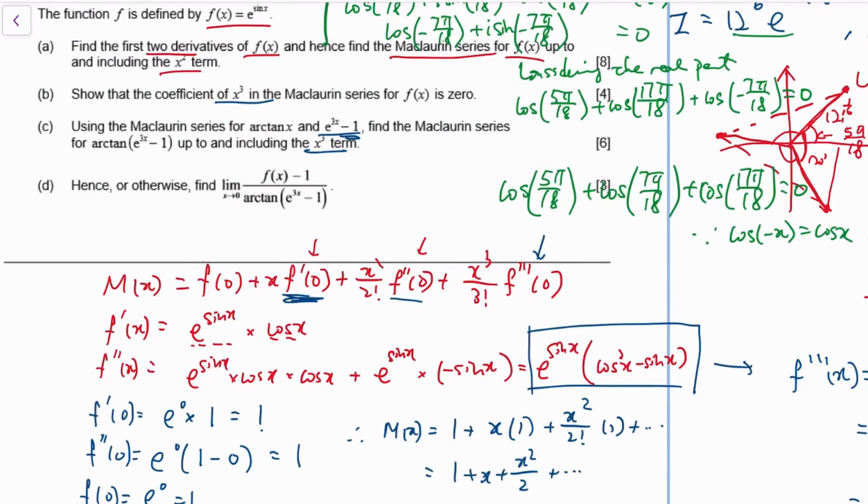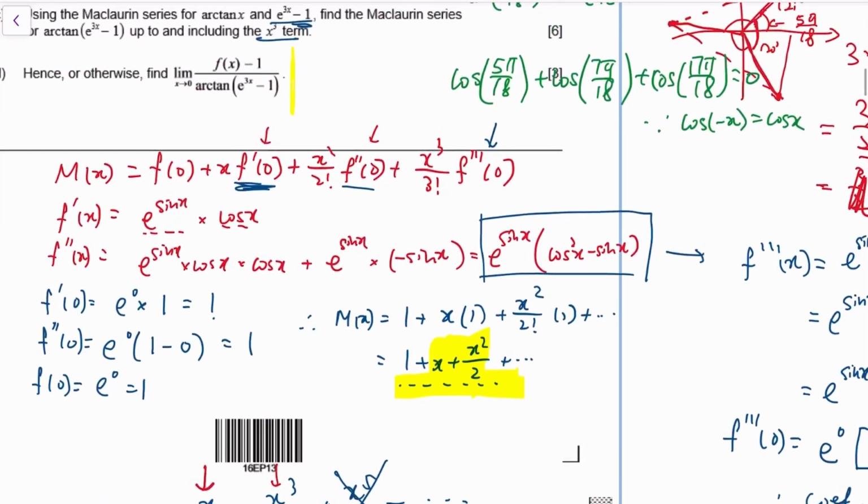Hence or otherwise, find the following limit. So obviously they want us to use the Maclaurin series to do it. So we'll do it. So f(x) minus 1. Where's our f(x)? What's the Maclaurin series of f(x)? I think it's this, where the cube term is 0. And we need to minus 1. So it's just this.